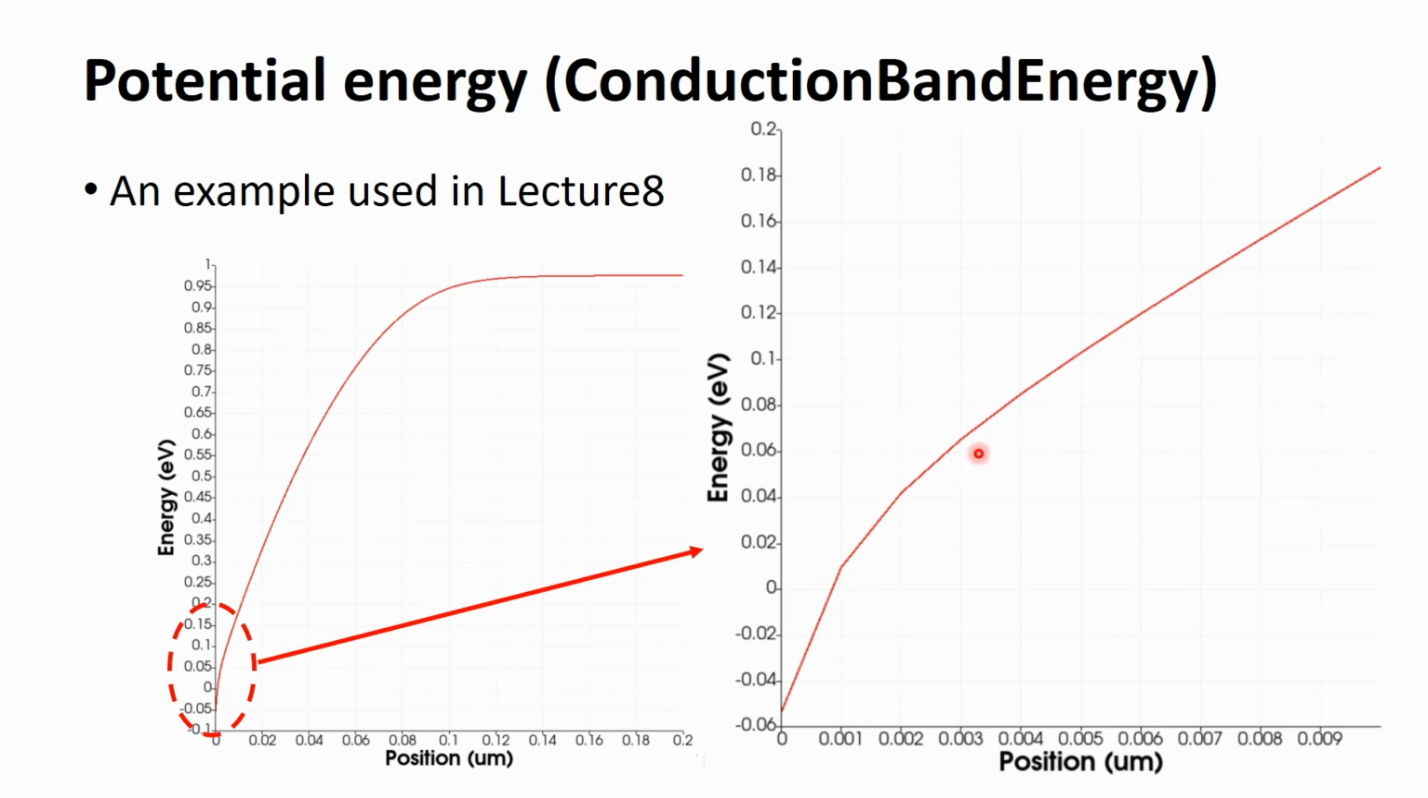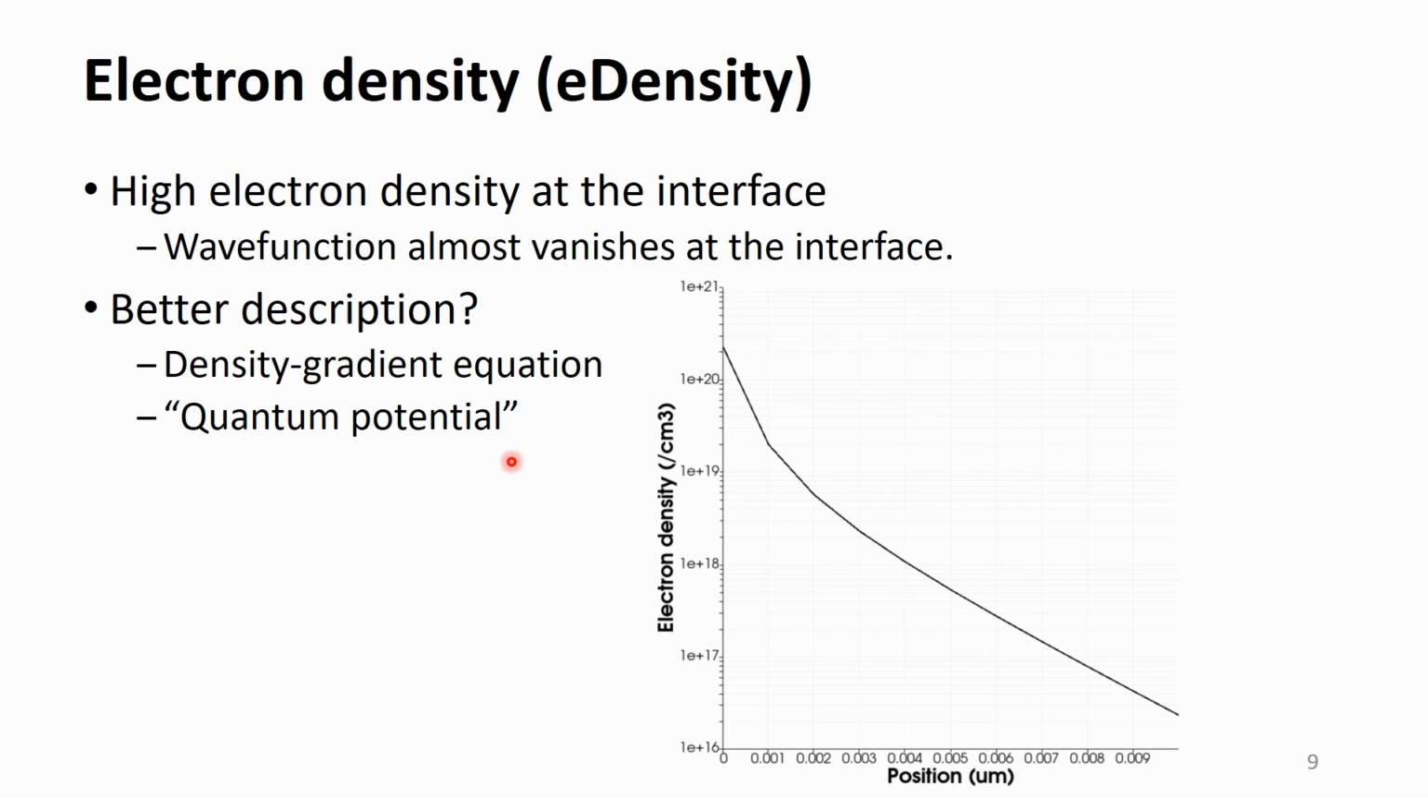Therefore, we expect that the electrons are mainly concentrated near the interface. Also, due to the potential barrier at the interface, the wave function almost vanishes at the interface. Unfortunately, our simulation result does not consider such an effect. At the interface, the electron density is very high. It is simply because we have not considered the quantum confinement effect.